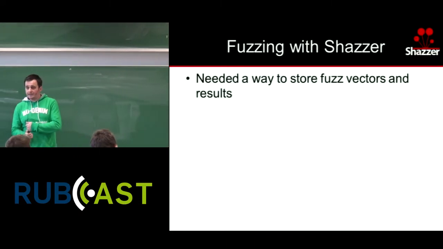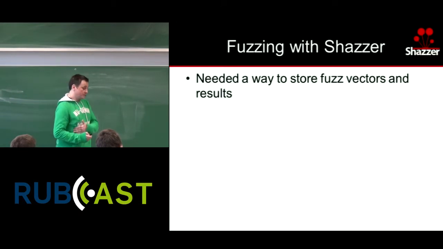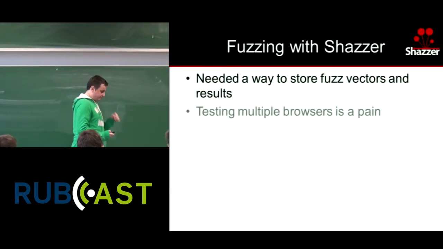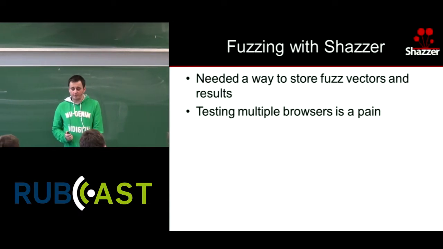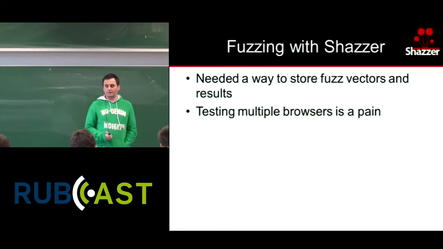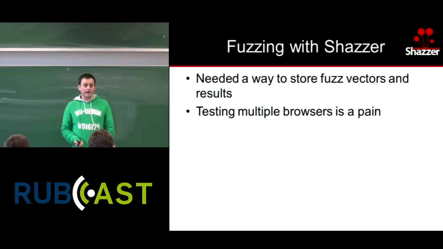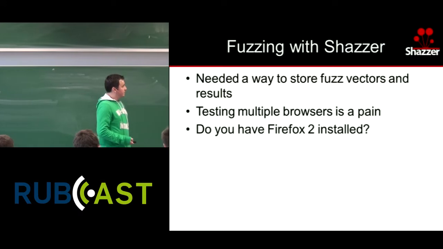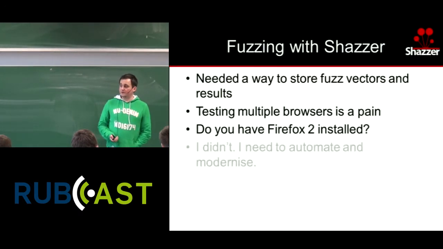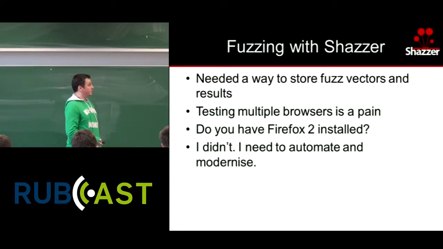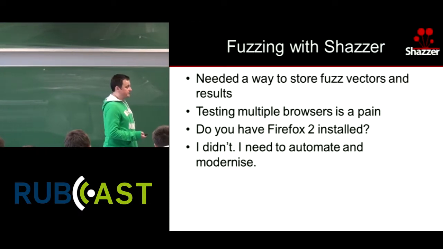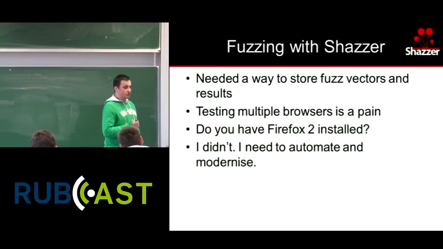So I needed a way to fuzz and store my results. Doing a fuzz test on multiple browsers that you don't have installed, that you need a VM for, that you don't know where to get Firefox 2 unless it's from a dodgy site. How can you do that? I don't have Firefox 2 installed, do you? I don't think so. I needed to automate it and modernize. How can you take these browsers, test them, and return the results?